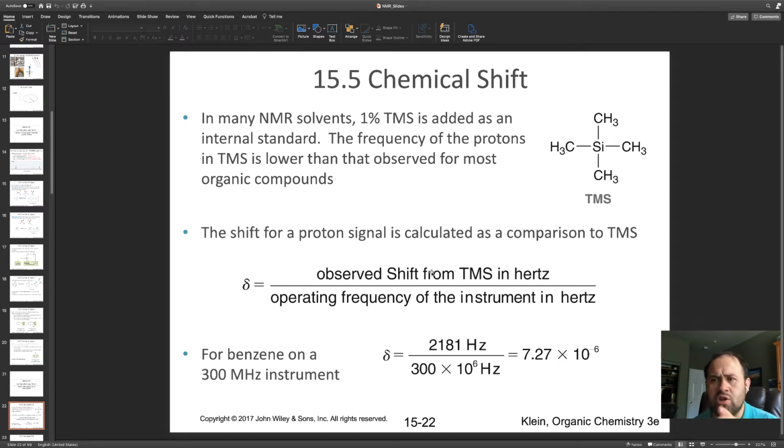And then you measure the difference between the TMS and whatever the signal is in the spectra for your molecule, the many different signals. You measure where those signals are relative to the TMS in hertz, and then you divide by the operating frequency of the instrument in hertz. And so for this 600 megahertz, you divide by 600 times 10 to the 6 hertz. And then when you do that, you end up getting a value that's in times 10 to the minus 6, which they just get rid of the times 10 to the minus 6 and call it ppm, parts per million.